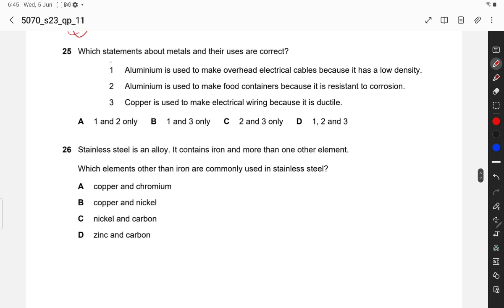Question number 25. Which statements about metals and their uses are correct? Aluminium is used to make overhead electrical cables because it has low density. Yes, it is correct. This is a use of aluminium. Aluminium is used to make food containers because it is resistant to corrosion. Yes, this is also correct. Copper is used to make electrical wiring because it is ductile. Yes, it is correct. So when 1, 2, 3 are correct, the D option is the correct option.